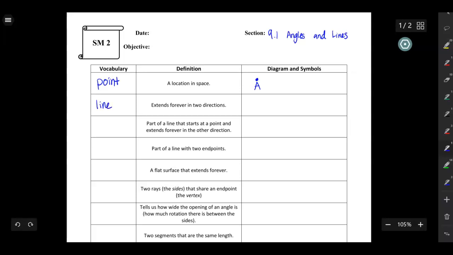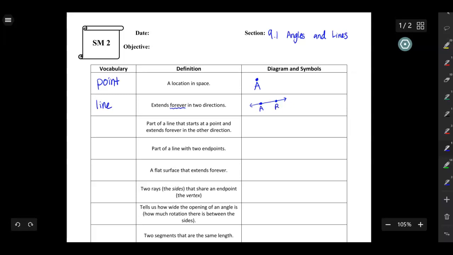The next word is a line. A line is a thing or a segment that extends forever in two directions. So it does have to extend forever. That's an important part of being a line. So a line would look something like this. We use these arrows on the end to denote the fact that it's continuing on forever and ever.